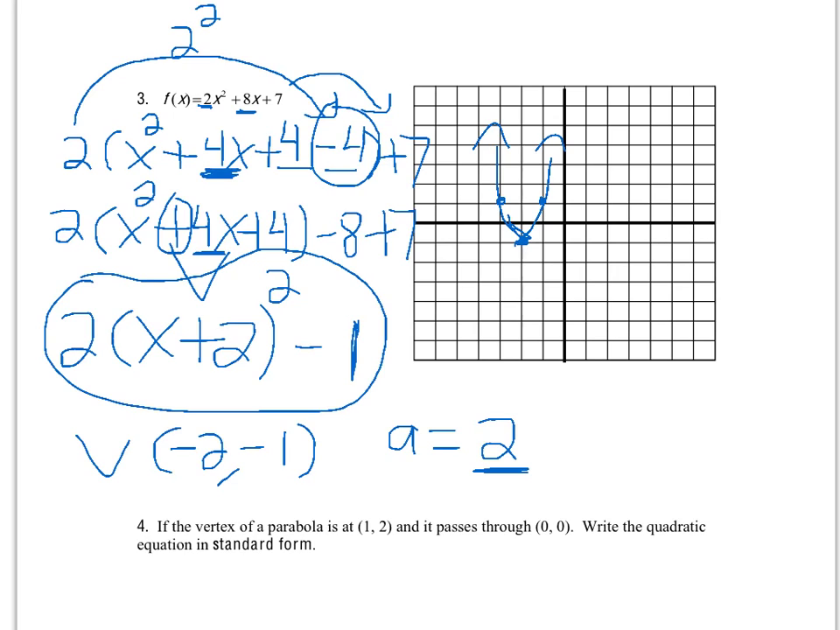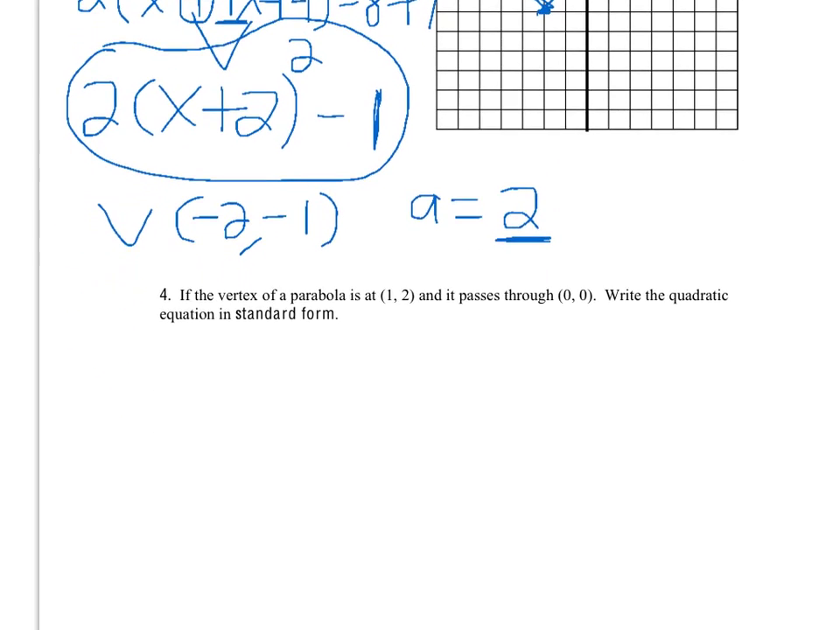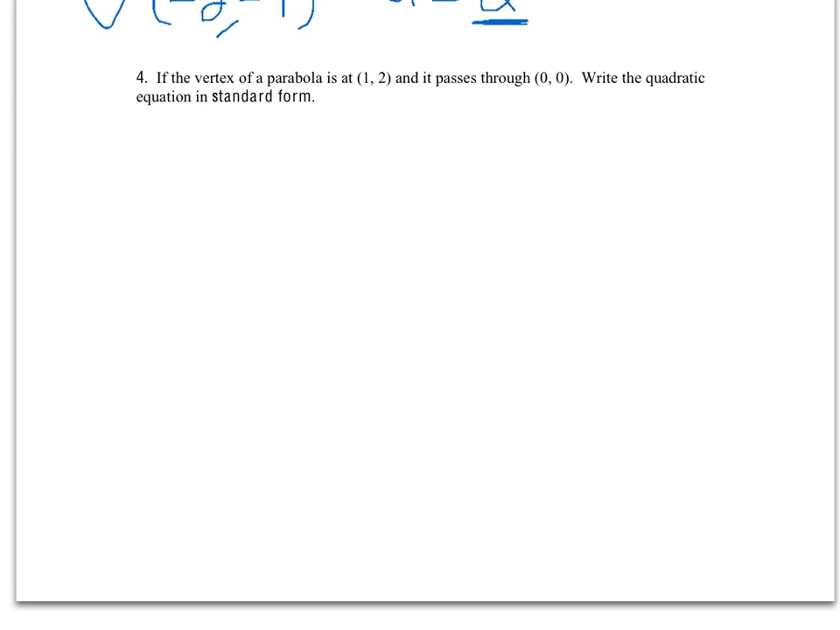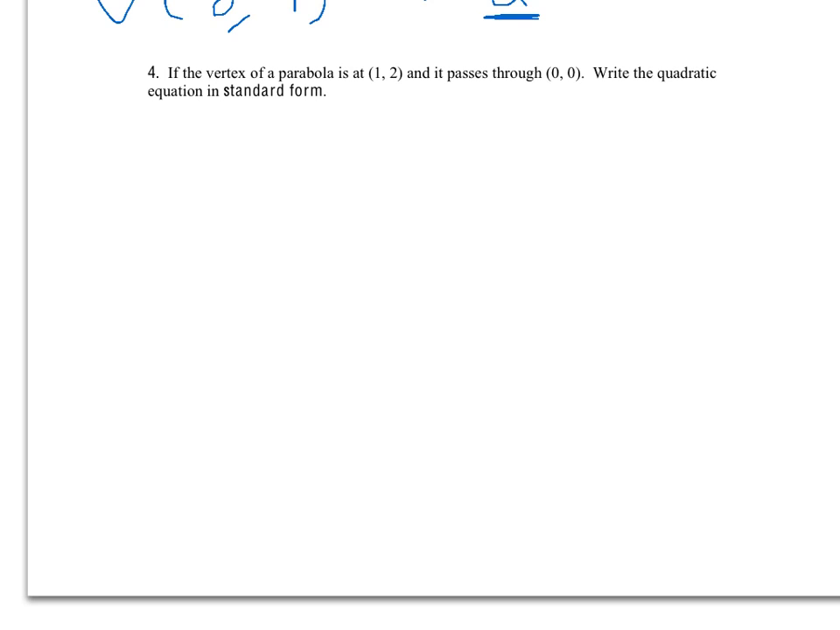All right. Okay, let's do the last one. The last one is where we don't have a graph. Now, it can really help us if we do graph it. There's kind of 2 ways to do it. A graphical way, which is very good because that's what we've been working with, and then an algebraic way to kind of prove it. All right, so if the vertex of a parabola is at 1, 2, and it passes through 0, 0, write the quadratic equation in standard form.